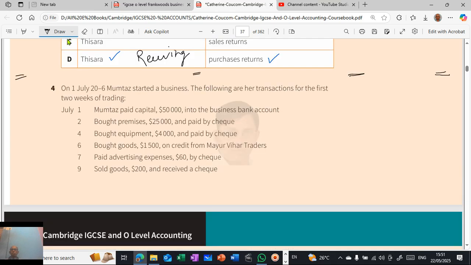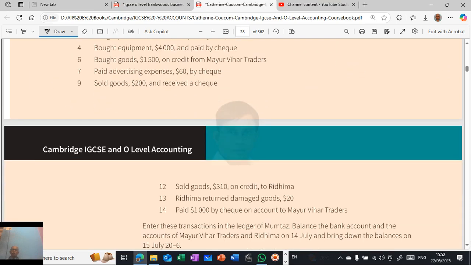So we'll just discuss: on 1st July 2026, Mumtaz started a business. The following transactions are for the first 2 weeks of trading. Mumtaz paid capital 20,000 in the bank account, bought premises, bought equipment, all these things. Then sold goods. Enter these transactions in the ledger of Mumtaz, balance the bank account and the accounts of Mayur Vihar Traders and Rizima on 1st July and bring down the balances on 15th July 2026.